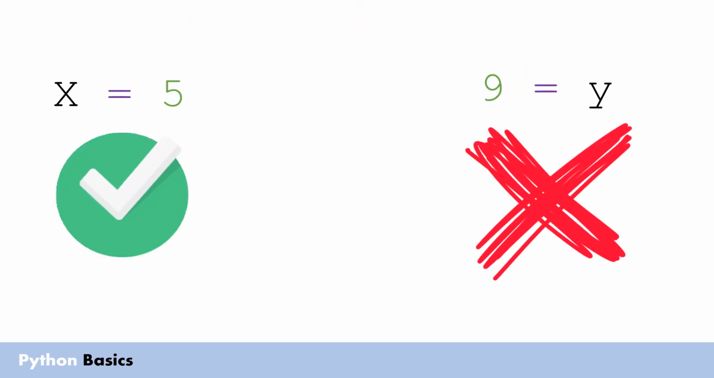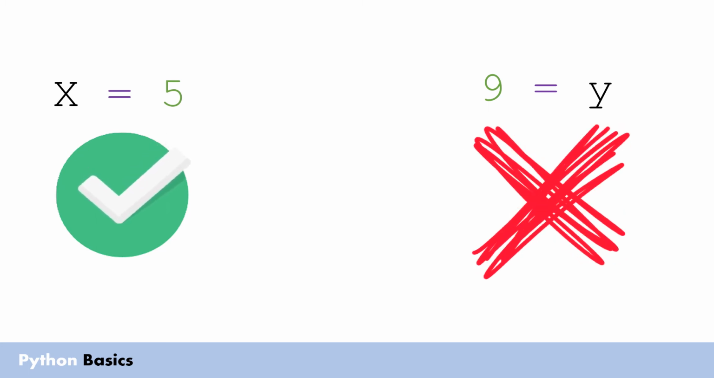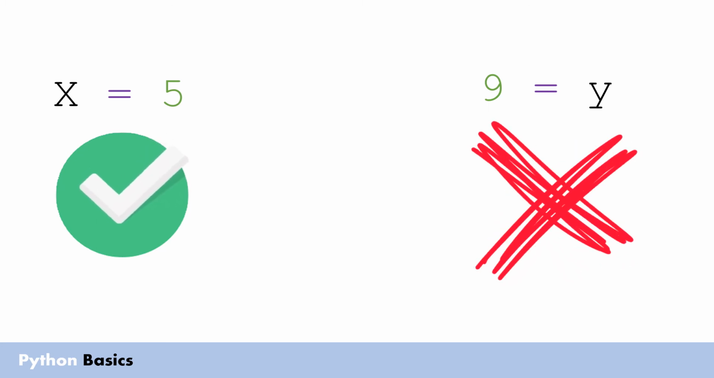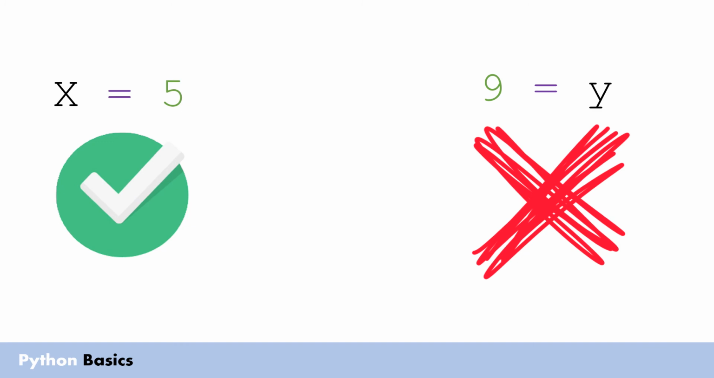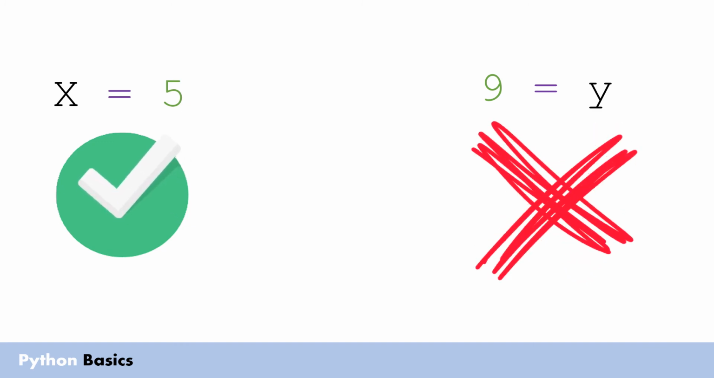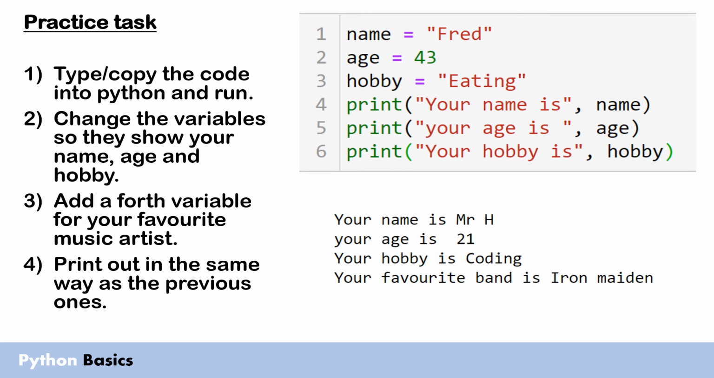So on the screen we can see two examples of variables, x equals 5 and 9 equals y. The code on the left hand side is correct because the variable is on the left. The code on the right is wrong because the variable is on the right. So in order to fix the one on the right, we'd have to write y equals 9, not 9 equals y. Now it's time for a practice.